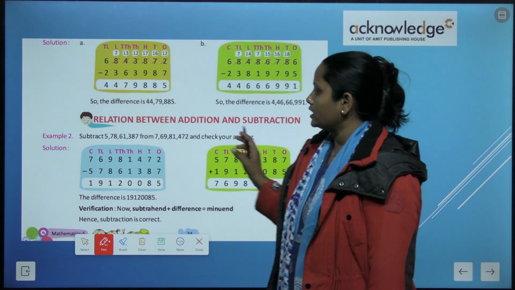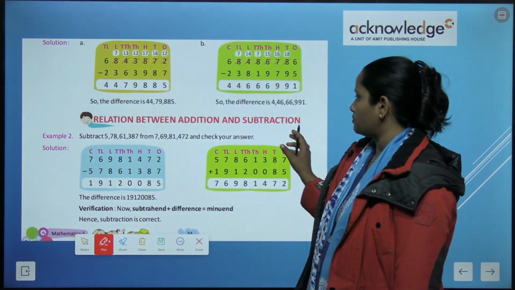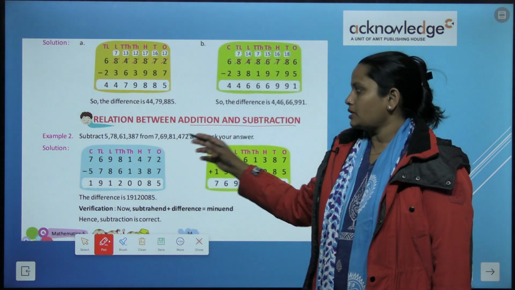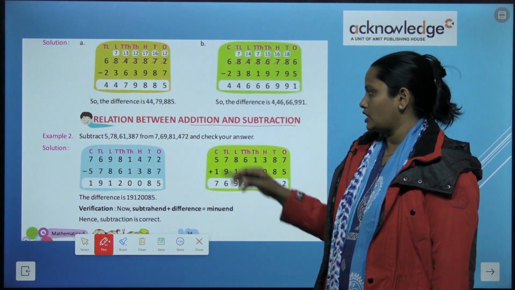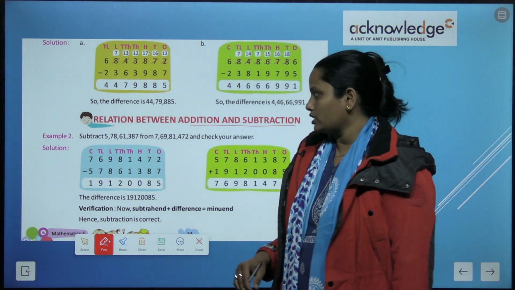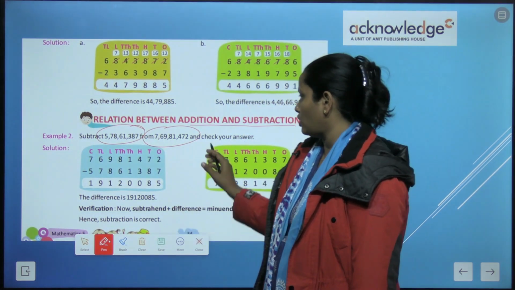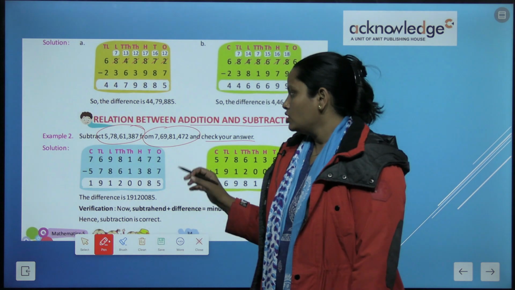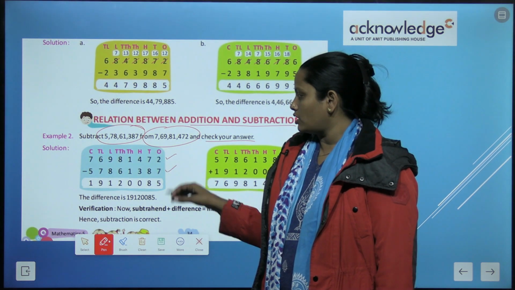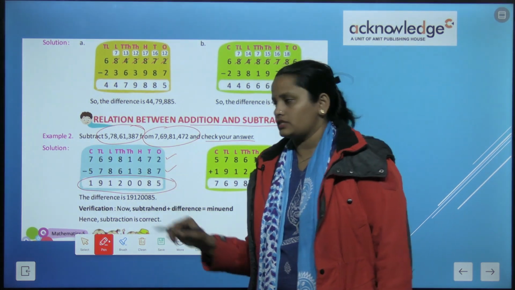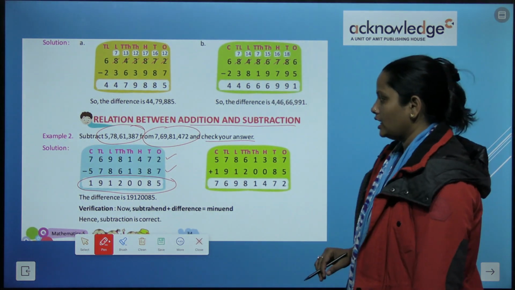Now let's learn the relation between addition and subtraction. Addition और subtraction के बीच में क्या relation है? Subtract this from this and check your answer. यहाँ पे क्वेश्चन दिया गया है कि इस नंबर को इस दूसरे नंबर से subtract करना है और अपने आंसर को चेक करना है. So bigger number को ऊपर लिख दिया हमने, smaller को नीचे लिख दिया, दोनों को subtract किया, answer is this. अब relation क्या पता चलेगा?